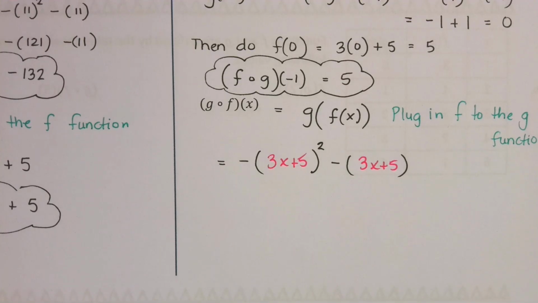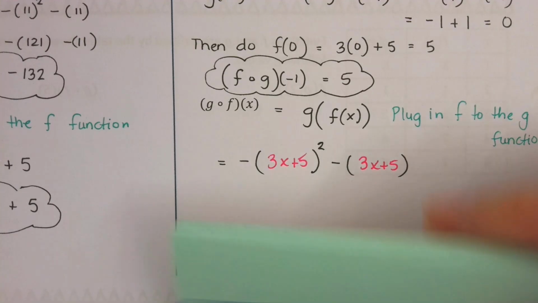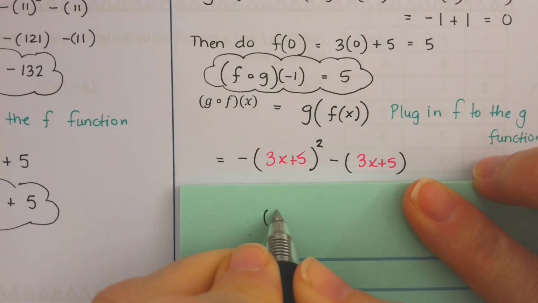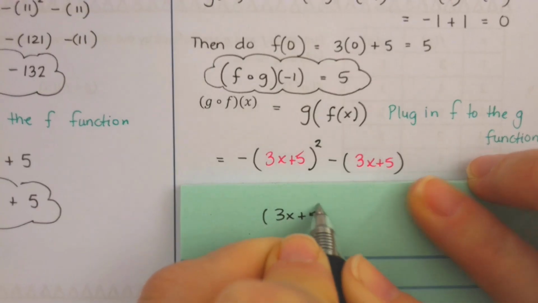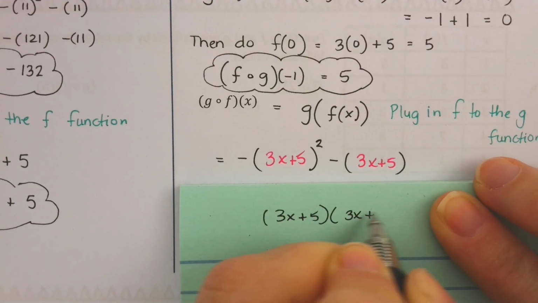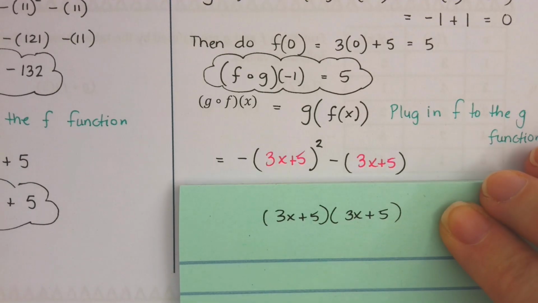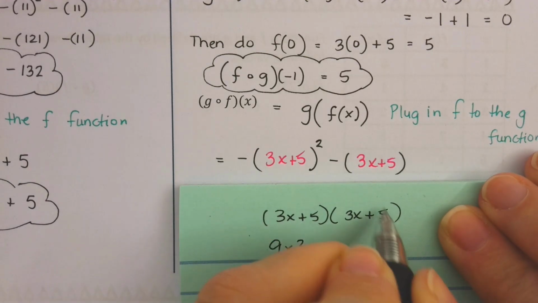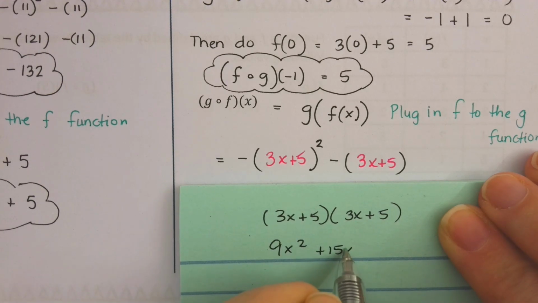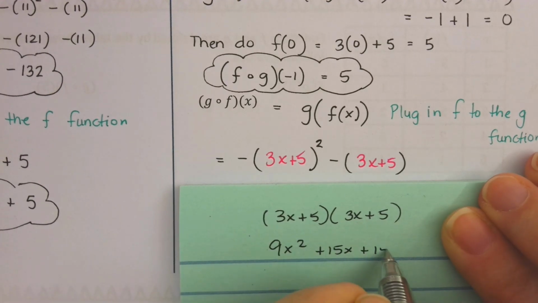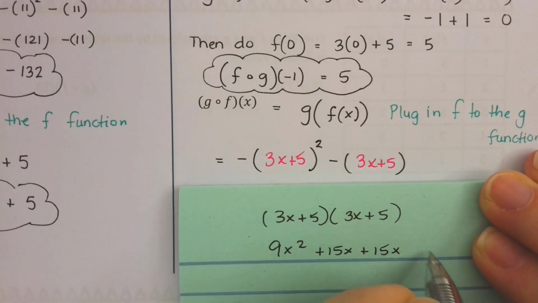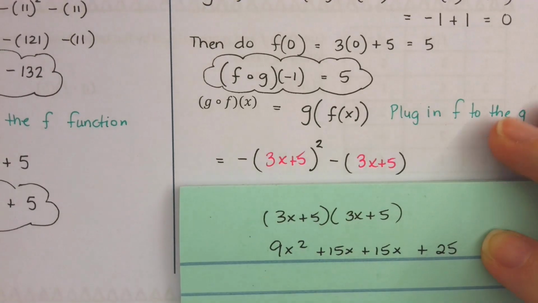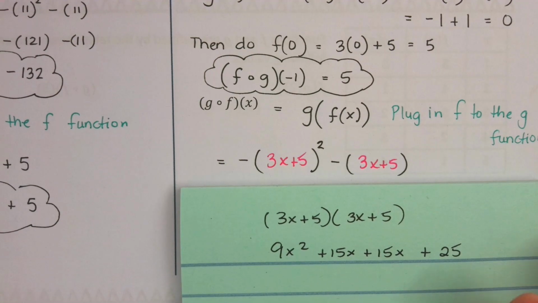Foil it. You can foil it on your whiteboard if you don't want to mess up your paper. I'm going to use a little separate paper like this. 3x plus 5 times another 3x plus 5. First times first would become 9x squared. Outer times outer would be 15x. Inner times inner would be another 15x. And then last times last is 25. And then what would those 15x's combine to in the middle?